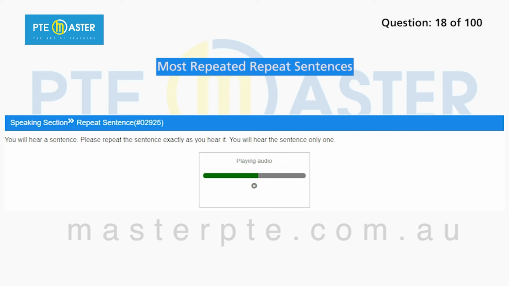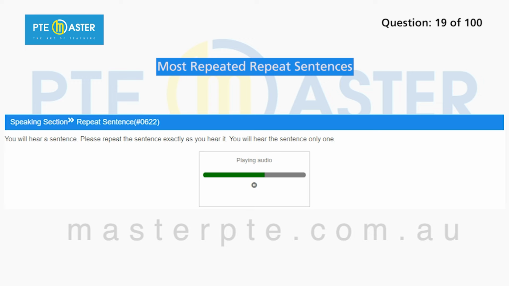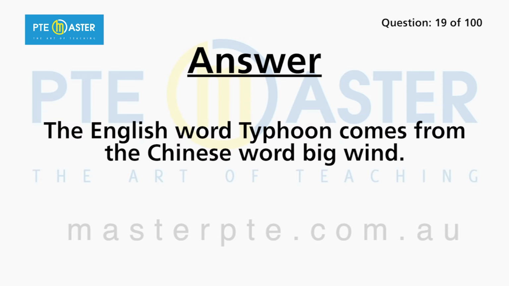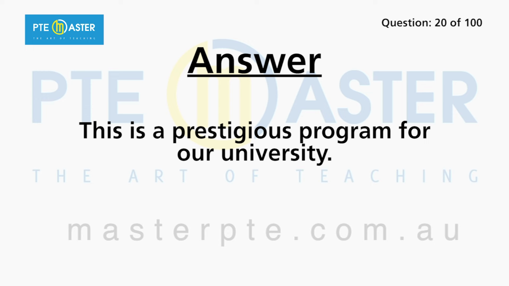There is considerably less supervision at university. The English word typhoon comes from the Chinese word big wind. This is a prestigious program for our university.